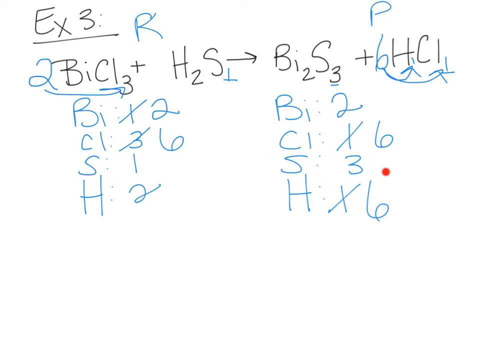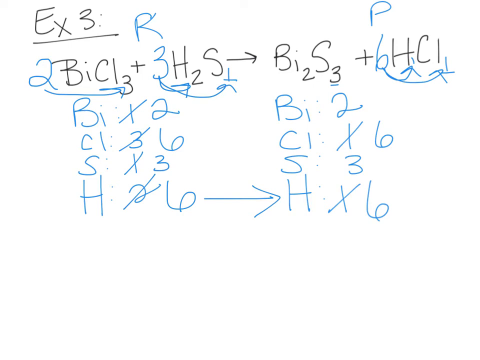So we have 3 sulfurs on our product side, so that means we need 3 sulfurs on our reactant side. So I'm going to use the coefficient 3. 3 times 1 gives us 3. This also changes our hydrogen. 3 times 2 gives us 6. And look at that. By balancing sulfur, we were also able to balance hydrogen.